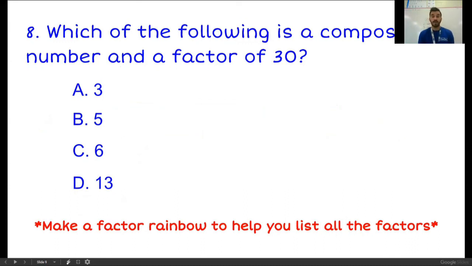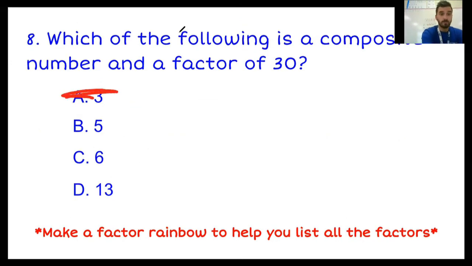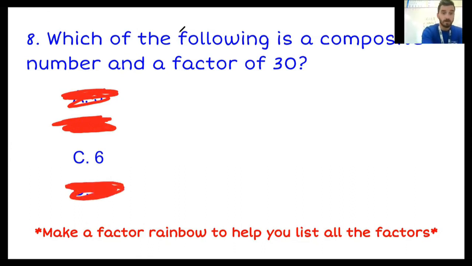So if I see a number that I know is prime, I can just go ahead and eliminate that. I know 3 is prime because you can only do 3 times 1. So it doesn't matter if it's a factor of 30. Same thing for 5. I know 5 is a prime number because you can only do 5 times 1. And that's what makes it kind of easy because I know D can get eliminated because 13 is a prime number. I can only do 13 times 1.